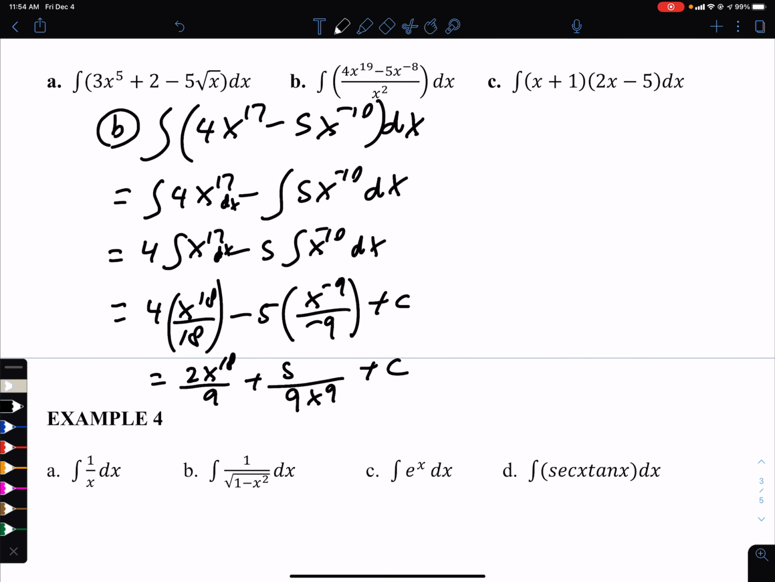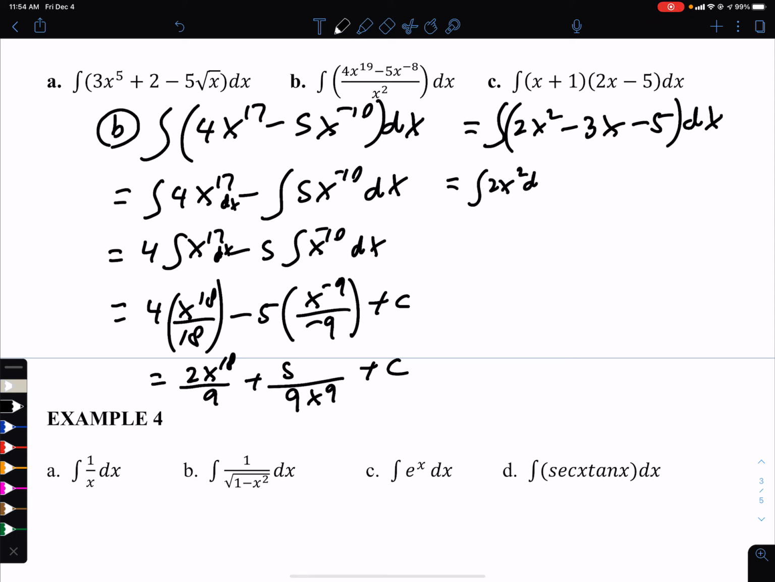Let's do C. So to do C, we don't have a product rule for antiderivatives. So we're just going to multiply that out. We're going to get 2x squared, and then we're going to get 2x minus 5x minus 3x minus 5. Let me double check that. That's going to be 2x minus 5 is negative 3. That's correct. Then we use our rule where we separate this into three separate integrals.